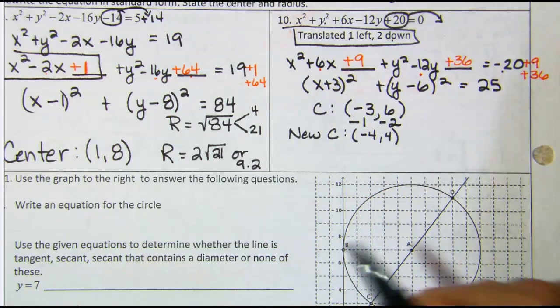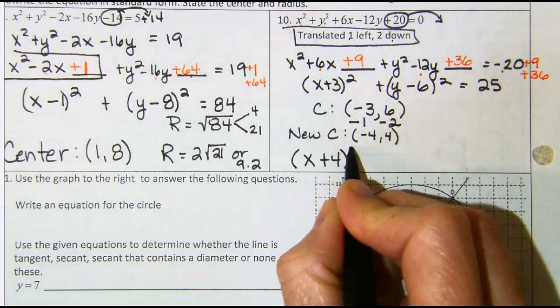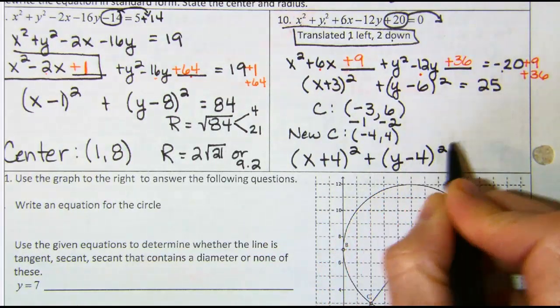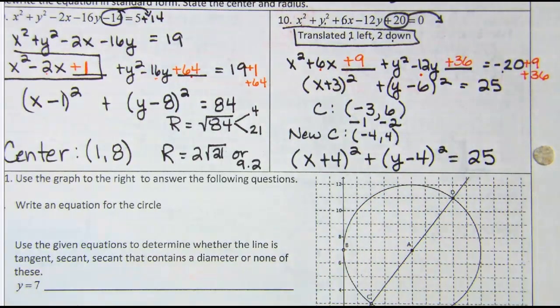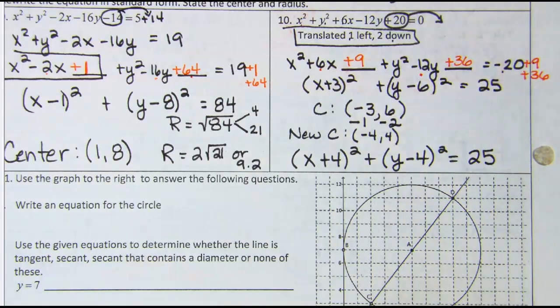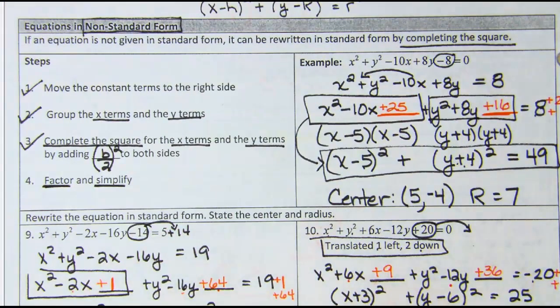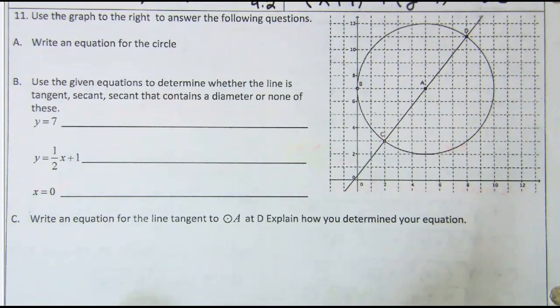So now, final answer will be x plus 4 squared, y minus 4 squared. It will still keep the radius. The radius would be 5, but for the equation, you're going to have 25. So, you have to follow these steps, and you have to have algebra skills to complete the square to do this. Now moving on and putting everything together is question 11.